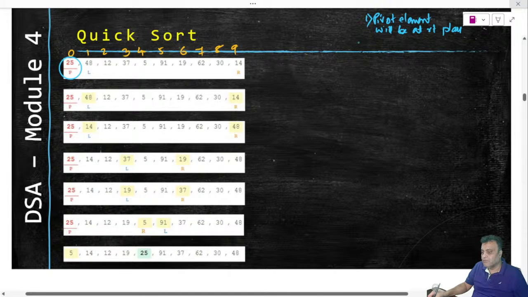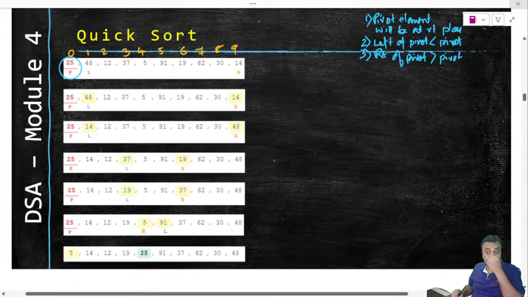and we will also say that left of pivot will always be less than pivot and right of pivot will be more than pivot. So these are the basic fundamental objectives that we have to remember for quicksort. If they ask you what are the three major things that quicksort does, these are the three things that quicksort does. It chooses a pivot.